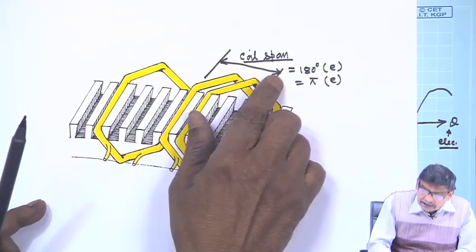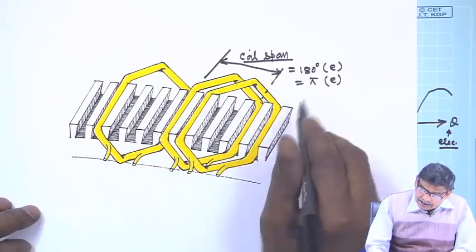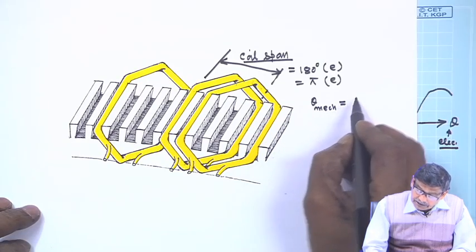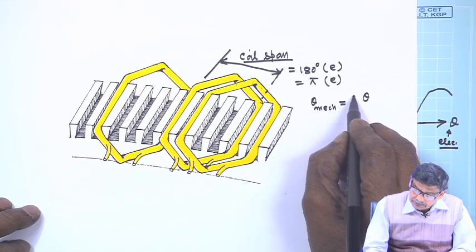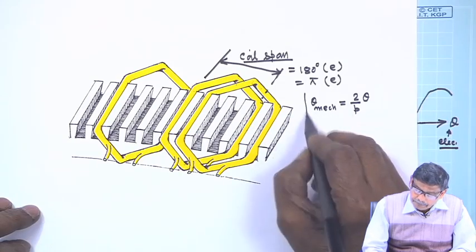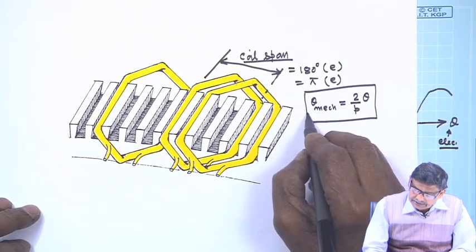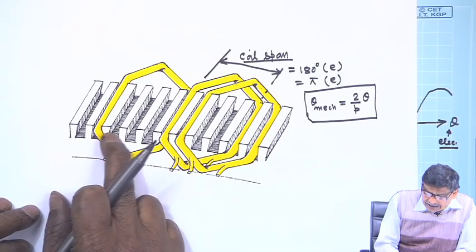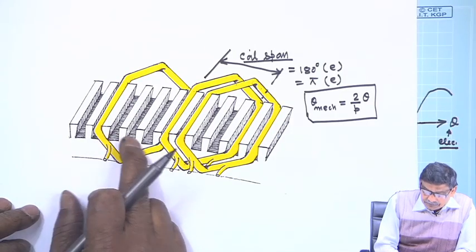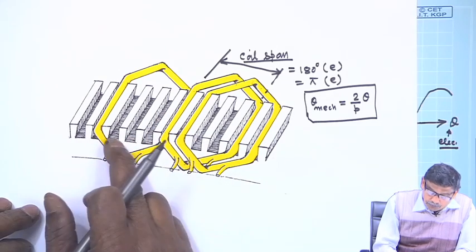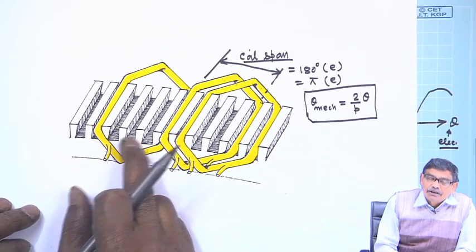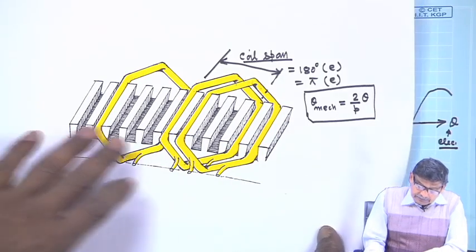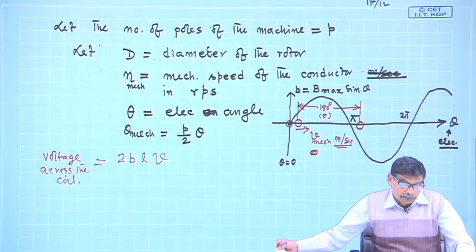What is the mechanical angle between these two? The mechanical angle will be theta mechanical. It should be theta electrical into 2 by P. Okay. This is the thing. Electrical angle, that is, if you traverse a certain angle in mechanical terms, 30 degree, if it is a 4 pole machine, it means that you have moved by 60 degree. Okay. So, this picture you keep in your mind.